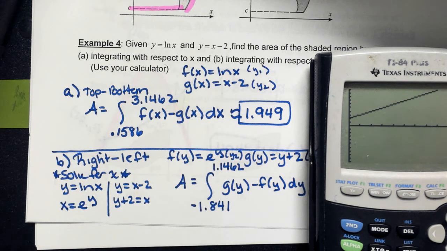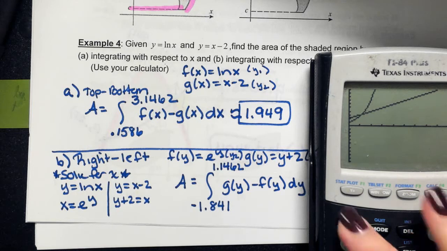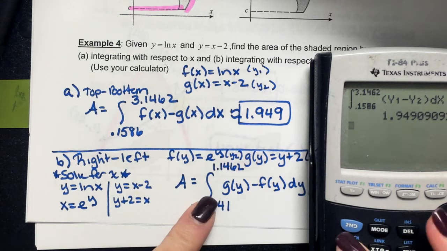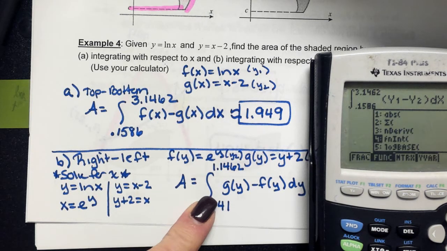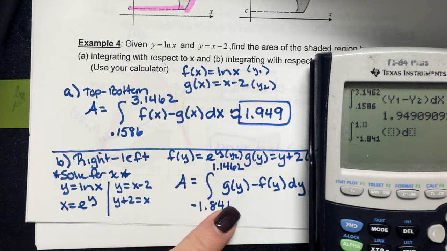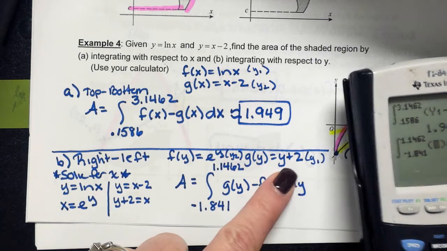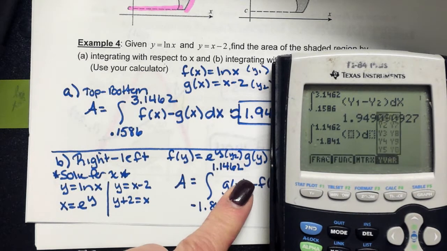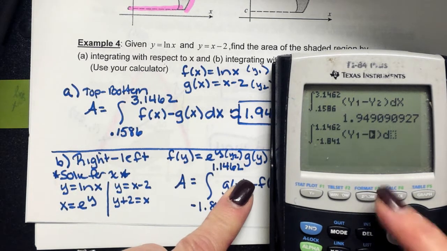If you want to look at the graph, you can see the graph is just kind of tilted. The region itself hasn't changed, it's turned. So now when I go to my home screen, again, I'm going to go to my alpha window, and my lower bound is going to be that negative 1.841. The upper bound's at 1.1462. Again, remember, I loaded g of y under y1, so it's going to be my y1 minus y2.